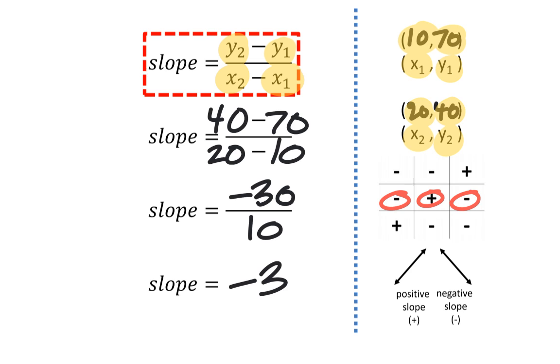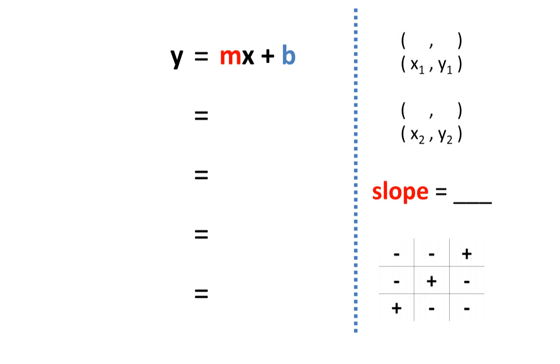Before we move on, let's see if this slope is reasonable. Remember the graph that we just looked at earlier? If you connect a straight line through these 2 points, it's going to look something like this, which means it's going to have a negative slope. And if you look at our calculations, we did get a negative slope of negative 3.